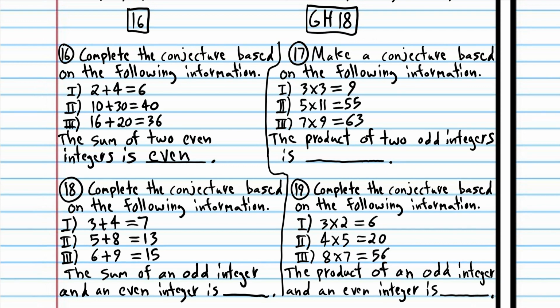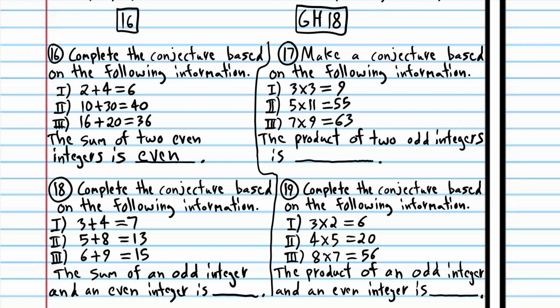All right. So if I did that too quickly, don't worry. I'm going to give you number 18 and number 19 to do on your own. Maybe you can try number 17, actually. I think you get the point. So try number 17. Make a conjecture based on the following information. So fill in this word here. When you come back, we'll do it together. All right, we're back. So the product of two odd integers is what? What's common to all these? Well, they're odd. So if you said odd, good job.